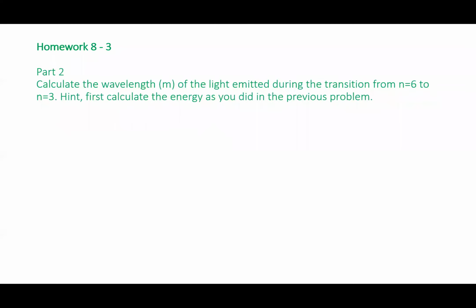So that's part one. And for part two, you're supposed to calculate the wavelength of light emitted for the n equals 6 to n equals 3 transition. And again, using the Bohr equation, we can plug in what our n final and n initial are, which I've done here. And I get a value of negative 1.815 times 10 to the negative 19 joules.